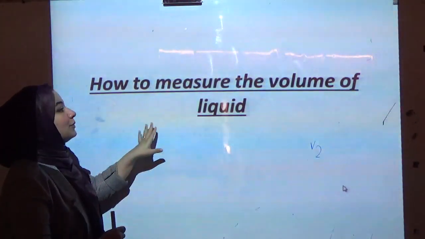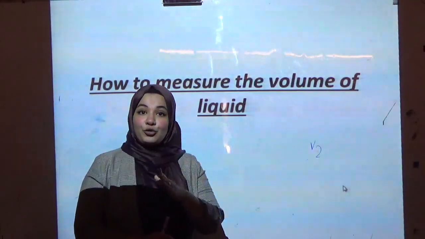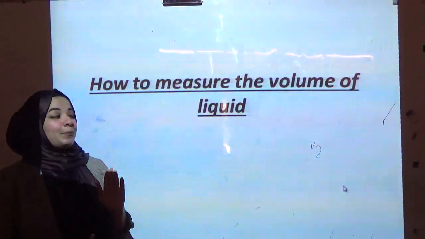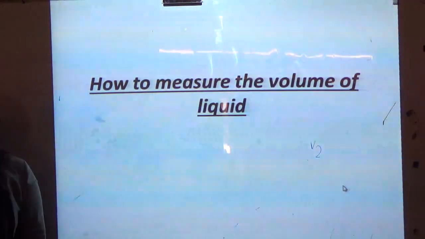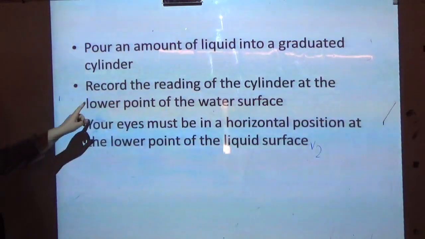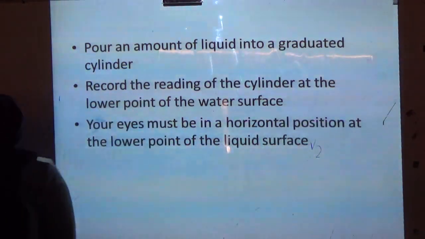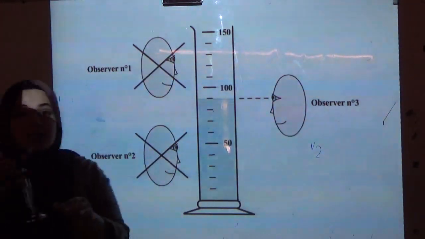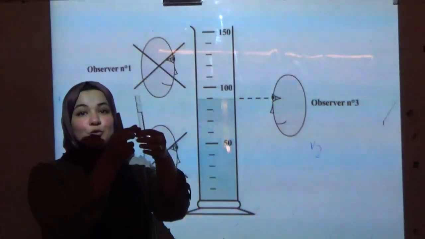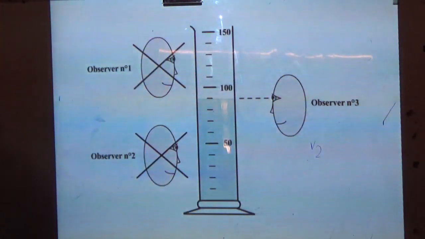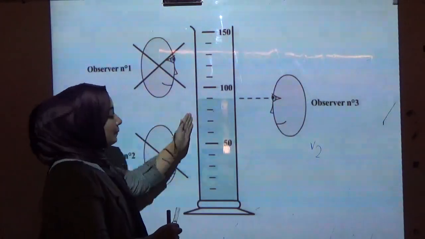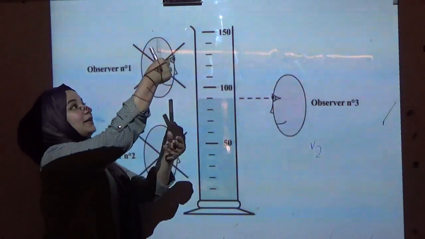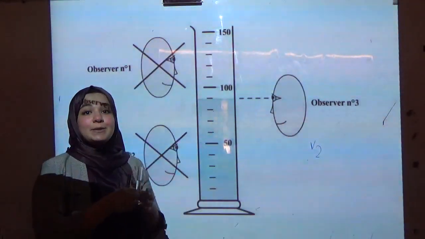Today we will study how to measure the volume of a liquid. We studied before how to measure the volume of a solid, whether regular or irregular. Now we will discuss how to measure the volume of a liquid. If I bring some liquid, like water, into a graduated cylinder, as we discussed in the previous lesson, how can I measure the volume of this liquid? By looking from above like this, or like this, or like this? What is the correct position?